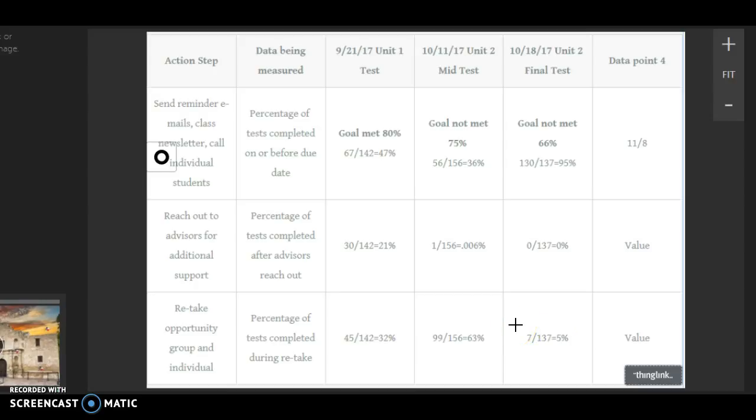So hopefully that helps you understand some of the graph. And I'd be curious to figure out how to make students take their tests without a lot of additional support from advisors or reaching out to them after the due date.